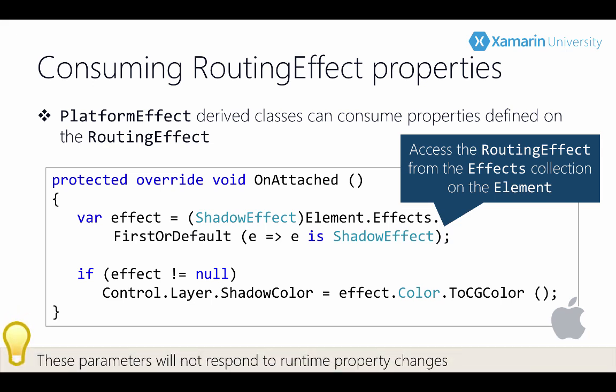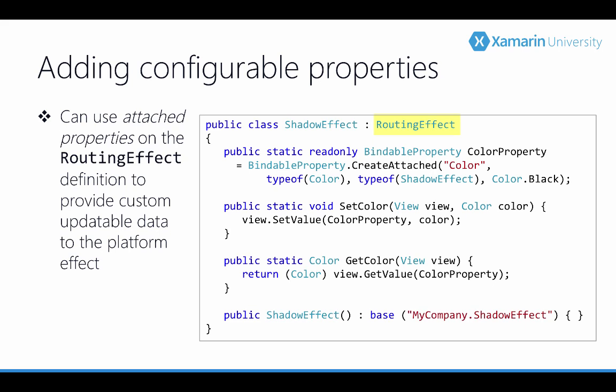But finally, and most importantly, the RoutingEffect has no way of notifying the platform effect if the property is updated. This means that this strategy is only useful for properties that you're not planning on changing at runtime. So what we really need are properties that we can set onto the element where the effect is being applied, and then be able to read those property values from our effect. Xamarin.Forms has a feature which supports exactly this scenario: attached properties.